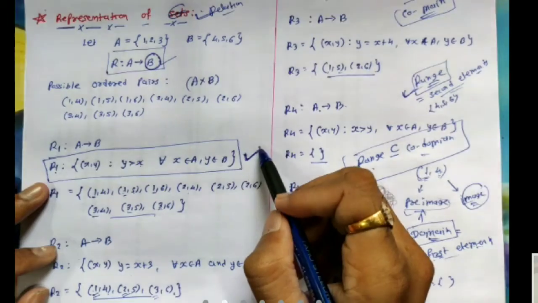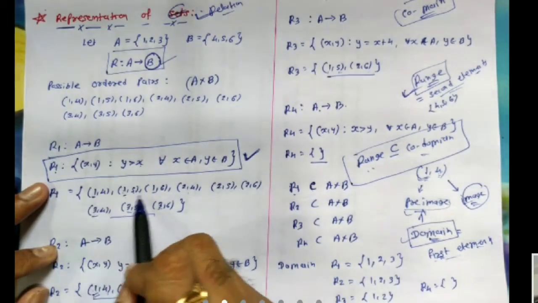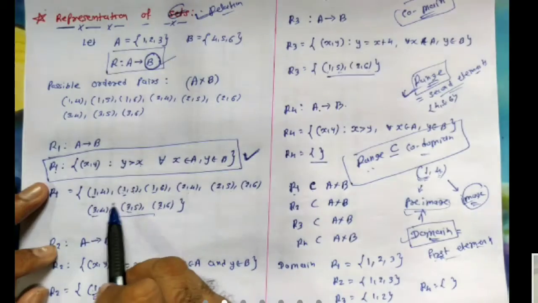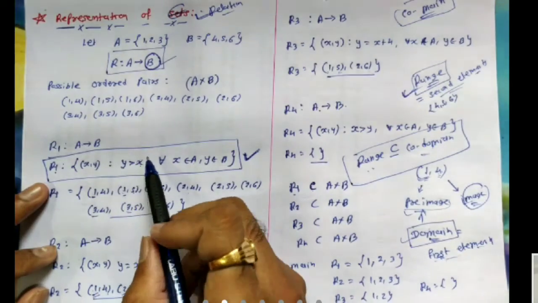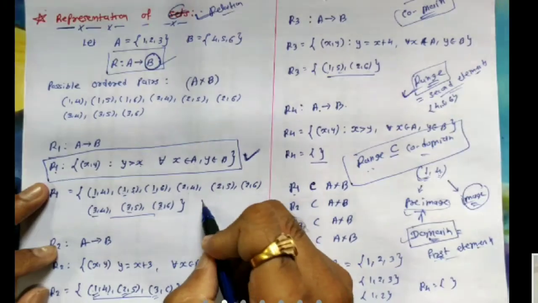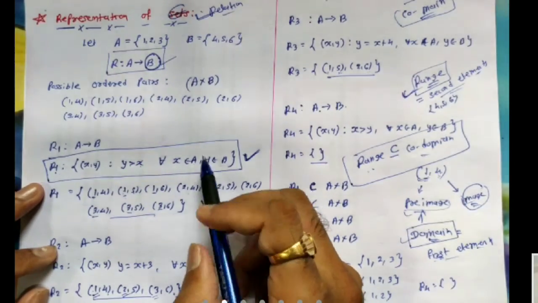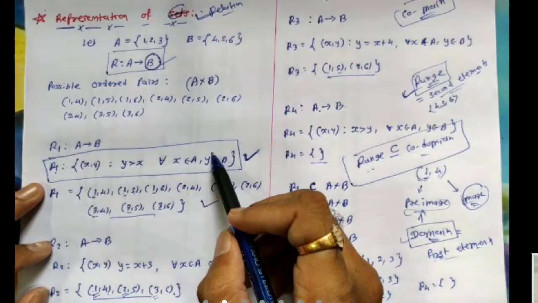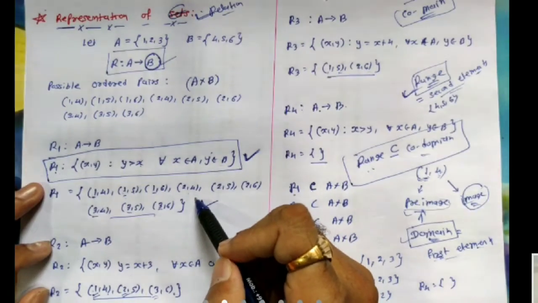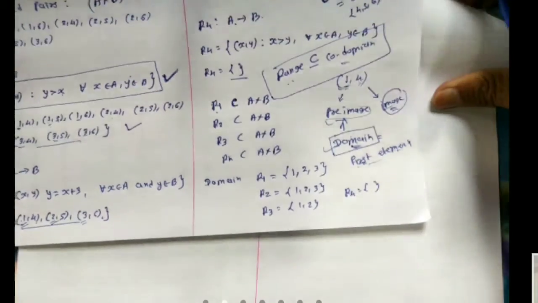After the set builder form, we noted all the elements, all possible ordered pairs of the relation. That is the tabular form of representation of a relation. In total, three ways are there: first is set builder form, second is tabular form, and third is the arrow diagram method. That is important.